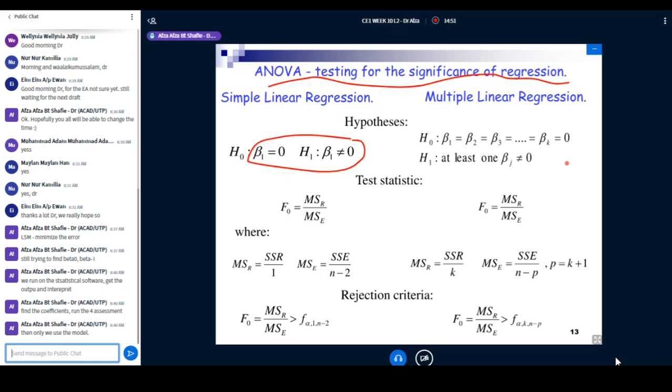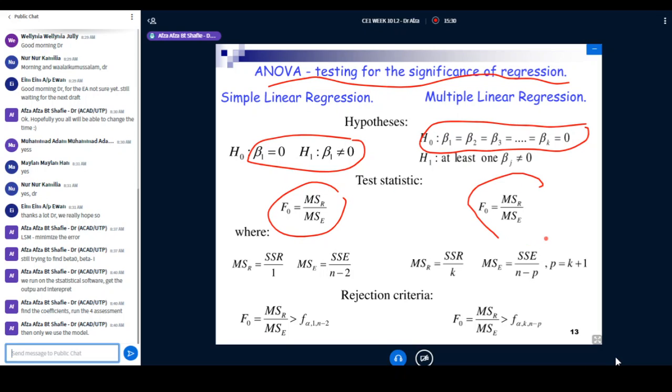Now, because we have a lot of betas, just like the one-way ANOVA, remember, where we have more than 2 means, it's basically the same thing. We now say that if the slopes are all equal to 0, then y will not depend on any of the independent variables. So we put the hypothesis H naught: all the slopes, beta 1, beta 2 and so on, are equal to 0, and at least one of them is not equal to 0. That means if any one of these is not equal to 0, then we say that there is a linear relationship.